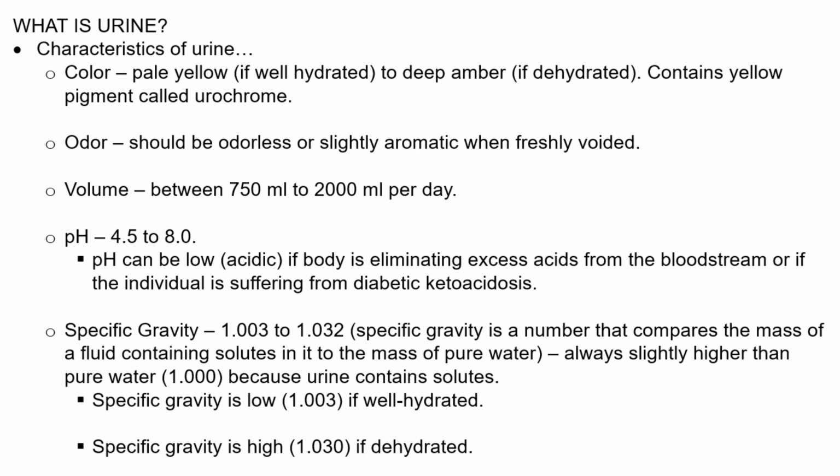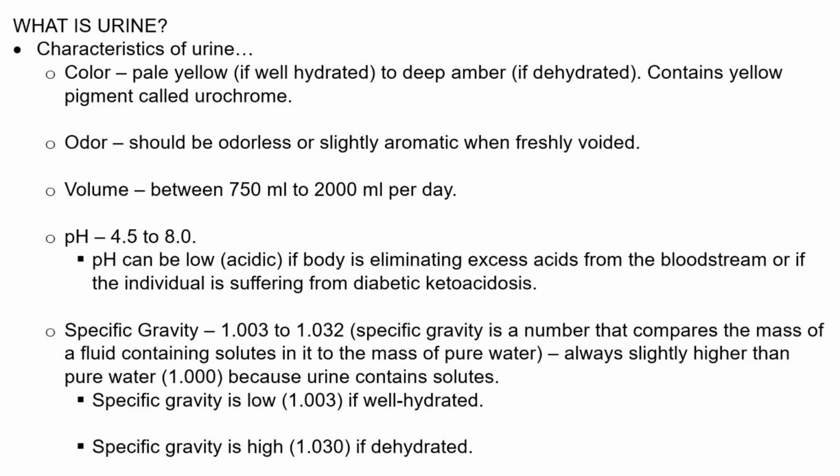It should be odorless or slightly aromatic when freshly voided. If it's left standing for extended periods of time, bacteria in the air will begin to metabolize the nitrogen-containing compounds within it and produce an ammonia smell as a result. Typical volumes produced should be between 750 milliliters and 2,000 milliliters per day. It should have a pH that widely varies between 4.5, which is quite acidic, to 8, which is quite alkaline.